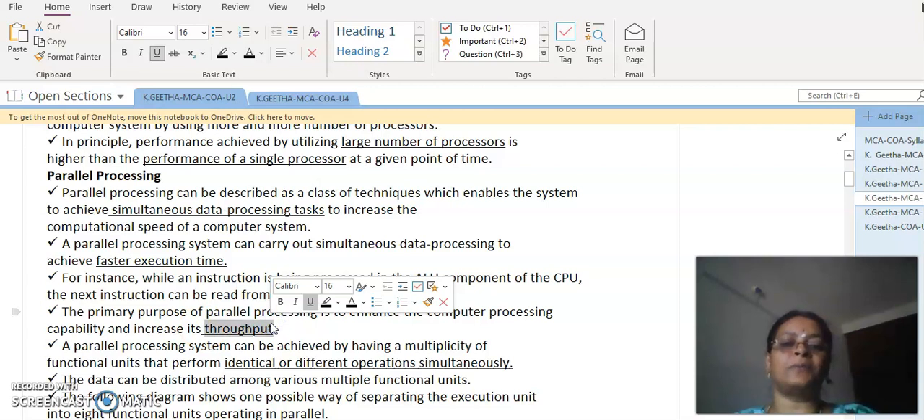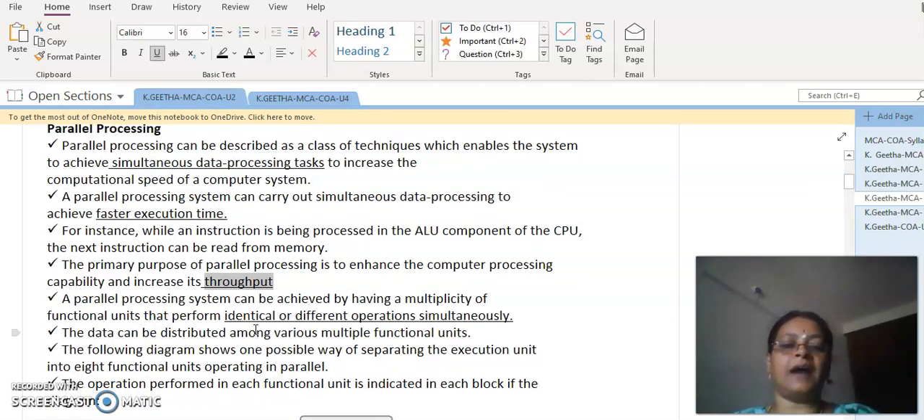What is meant by throughput? It is nothing but the total amount of work done in a given unit of time. This is a common definition for throughput. Now, with respect to parallelism, how do you define throughput? It is the total number of instructions executed in a given unit of time, either by a single CPU or by multiple CPUs. Again, the CPUs involved can be of the same type or of different types.